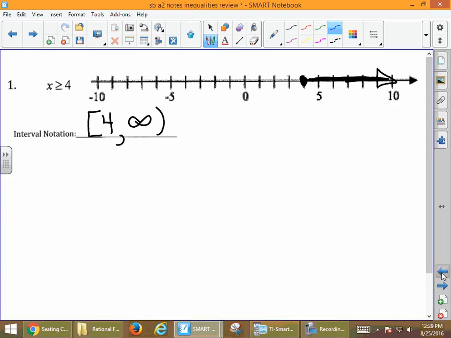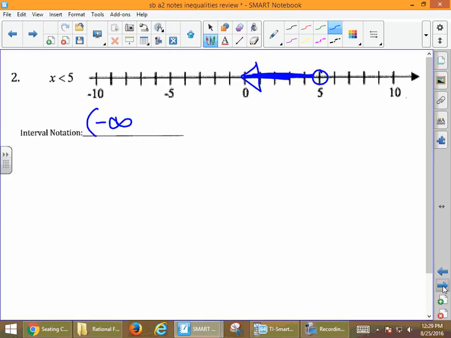I wanted a parenthesis with the infinity. That's the only one that needs the infinity. The 4 gets the bracket because it's got the equal. Does that help? So when we look at this next one here, we've got negative infinity. It's going to go from negative infinity to 5, but because 5 is an open circle, or because this is just less than, it also is going to have a parenthesis. There's no equal, so we get a parenthesis.